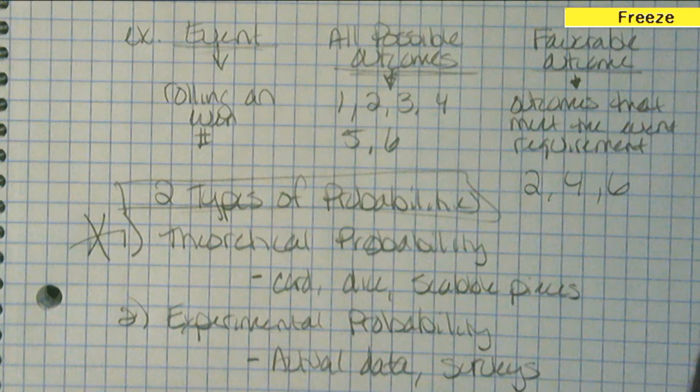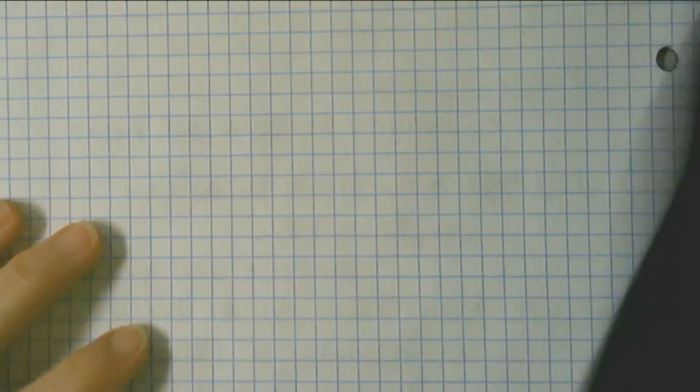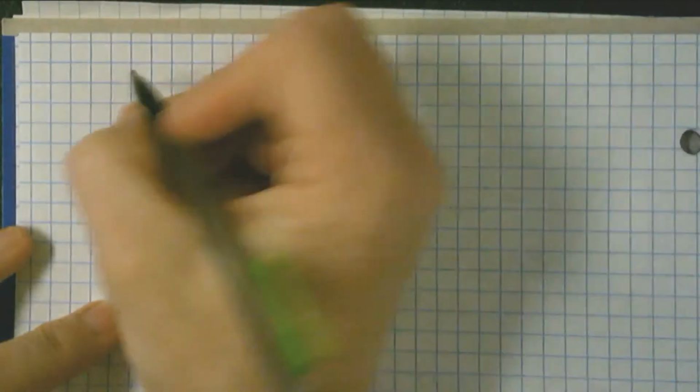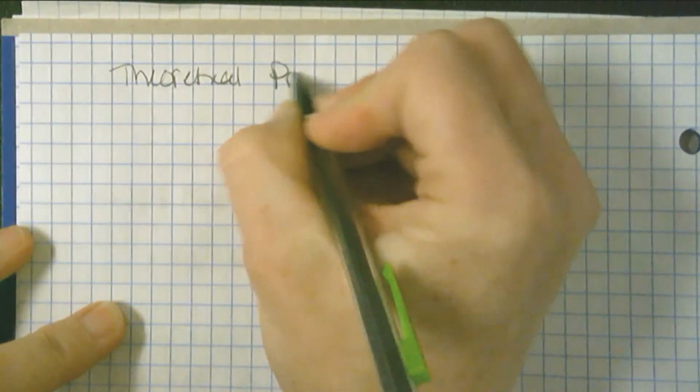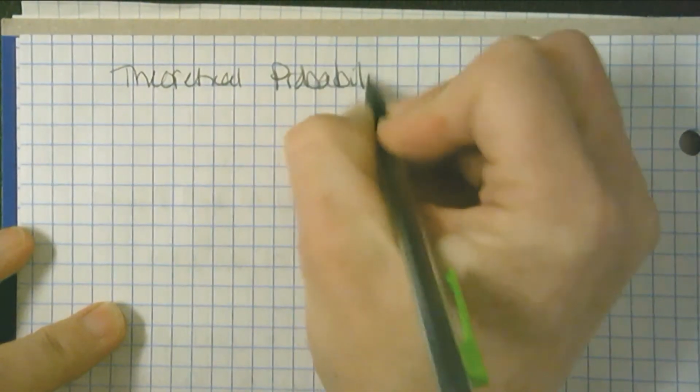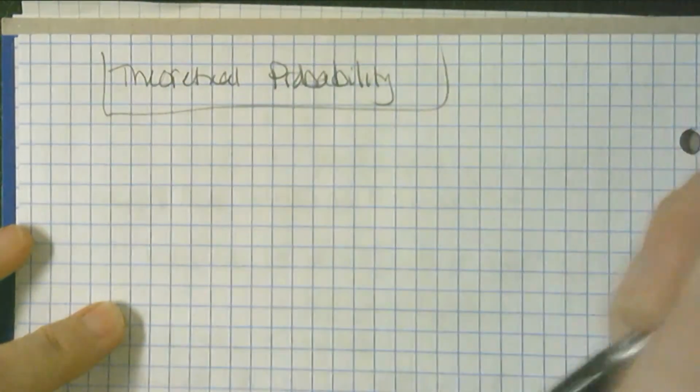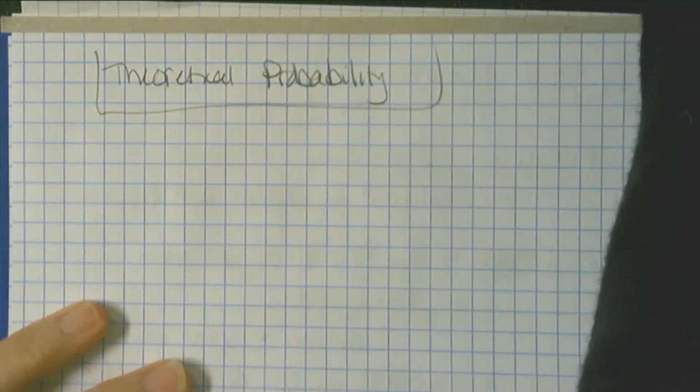All of you guys putting your names in a hat to become class representative, that would be experimental because it's actual data and I'm just pulling a name out of a hat. All right, let's talk about theoretical probability.